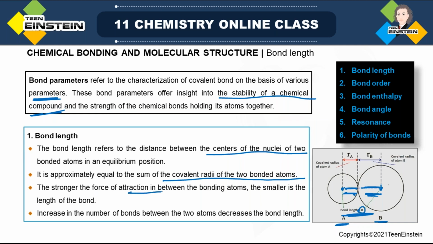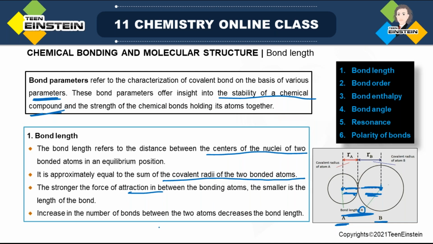The stronger the force of attraction between the bonding atoms, the smaller is the length of the bond. Suppose you have two different compounds of AB. In one compound, the distance between A and B has a fixed value. In another compound, the distance between A and B has another value. If you compare these two, obviously when the length is smaller, you can say the bond will be stronger compared to the other.